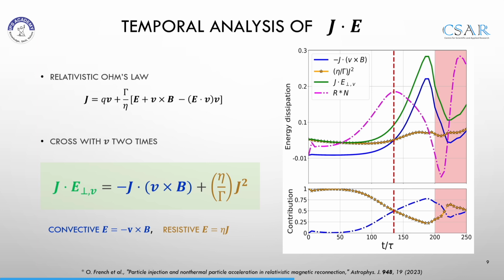Now, when the reconnection rate reaches its maximum peak, we see that we get equal contribution from both the convective electric field and the resistive electric field. And finally, that green line, which shows the total energy conversion, keeps on increasing until the magnetic island goes out of the domain, which also signifies that maximum energy conversion was taking place somewhere close to the magnetic island.